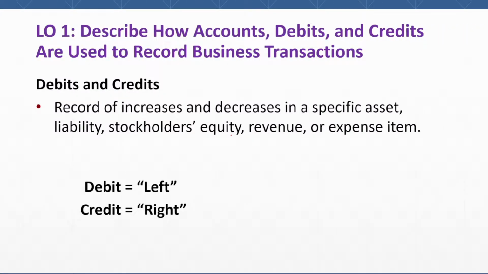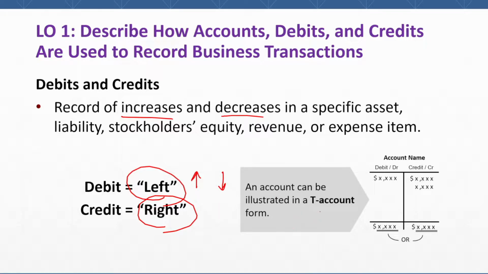Let's go ahead and quickly review everything about learning objective 1. Debit means left, credit means right, and we use debit and credit to show the increase and decrease of specific accounts. Again, debit does not necessarily mean increase, debit does not necessarily mean decrease. It depends on the account. For assets, debit means increase. For liabilities, debit means decrease.